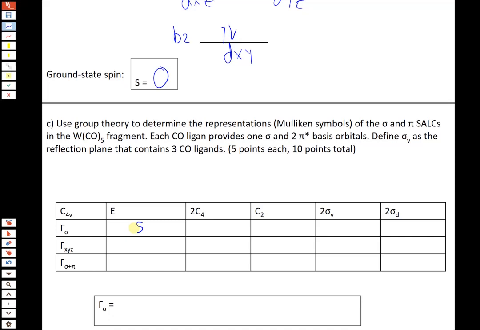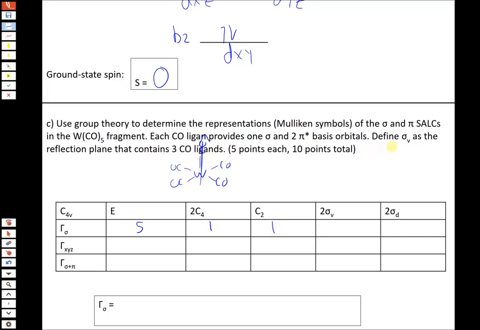For the C4 operation, I should have drawn it here. Let me try to draw it a little bit here so it gets easier. All right, for C4, we have 1 ligand along the axis that's not going to move, the other 4 are going to move, so we get a character of 1 for that. C2 shares that C4 axis, so same story there.